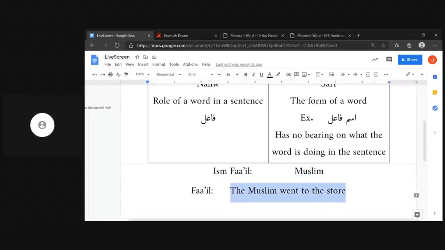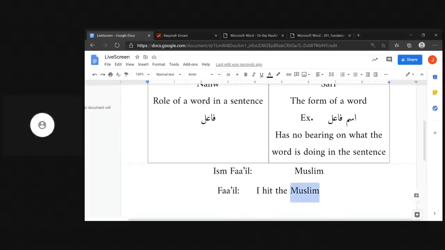But that doesn't mean every time you see an ism fa'il, it will be the doer, because I can say, I hit the Muslim. Now the verb is hit. So the fa'il of the sentence is I because I is performing the action of hitting. Okay? The action is hit. I'm hitting. I am the fa'il. The role of I in the sentence is fa'il. But the form of I is not ism fa'il. Okay? Again, fa'il tells you role in a sentence. Ism fa'il tells you the form of the word. I is not an ism fa'il. I is a pronoun. That's its form. But its role in the sentence is fa'il.